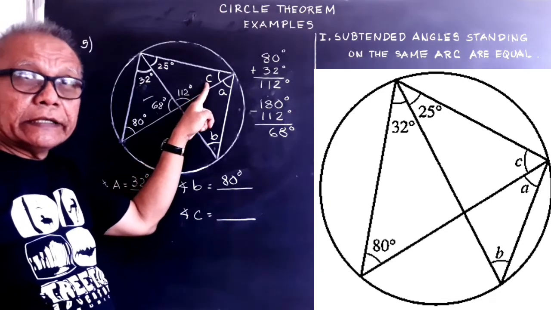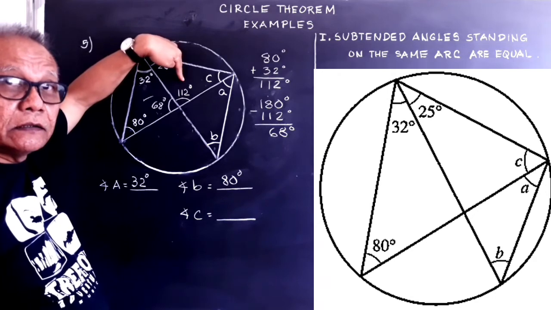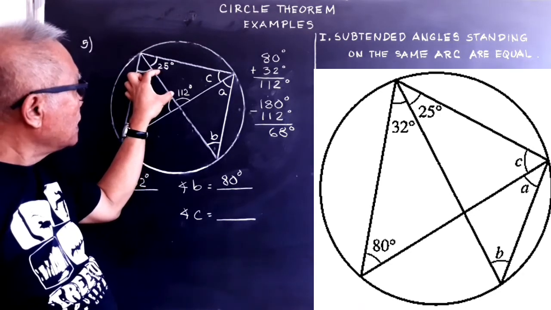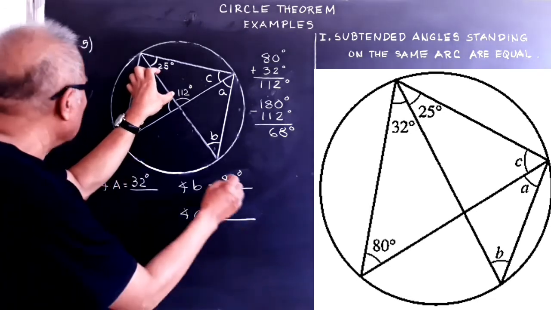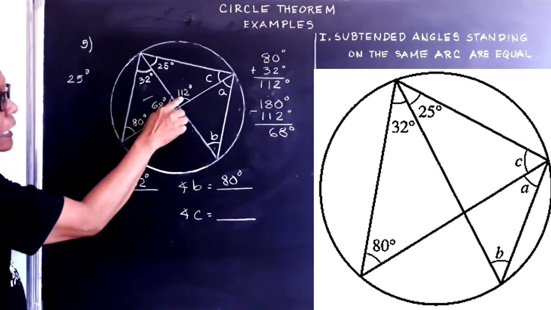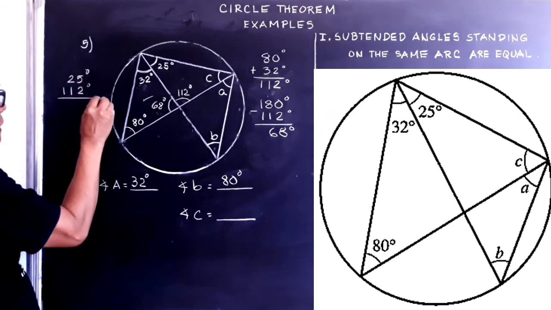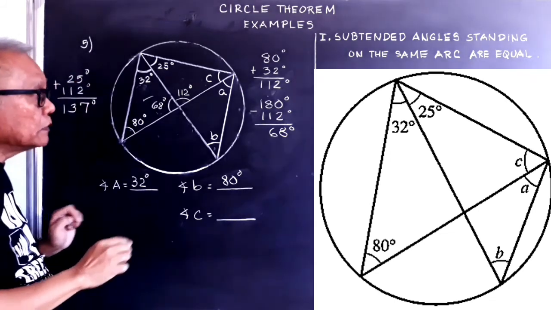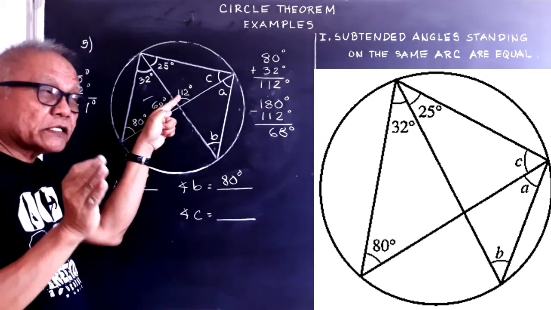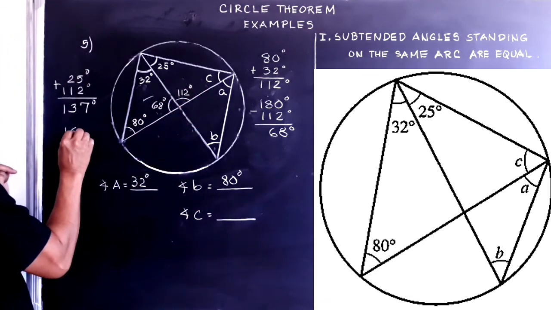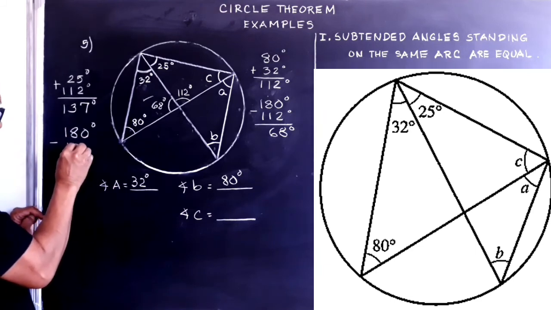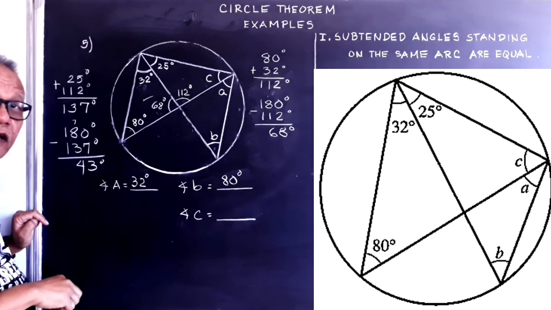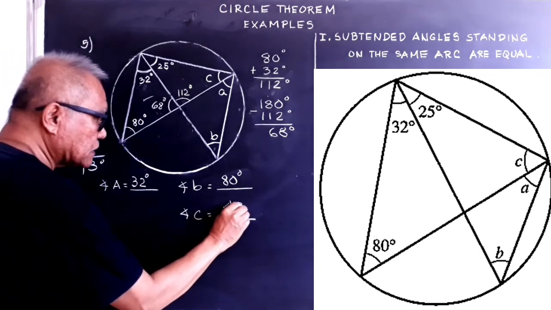Now, can we find now angle C? Yes, because this one is also a triangle. How do you find or compute for angle C? We add these two and subtract it from 180 degrees. So let us add this 25 and 112. So we have 25 degrees plus this one, 112 degrees here. This one is addition. So we have 157 degrees. These two. We subtract that one from 180 degrees, then we have angle C. So we have 180 degrees minus the 157 degrees. So we have 43 degrees. So angle C is 43 degrees.